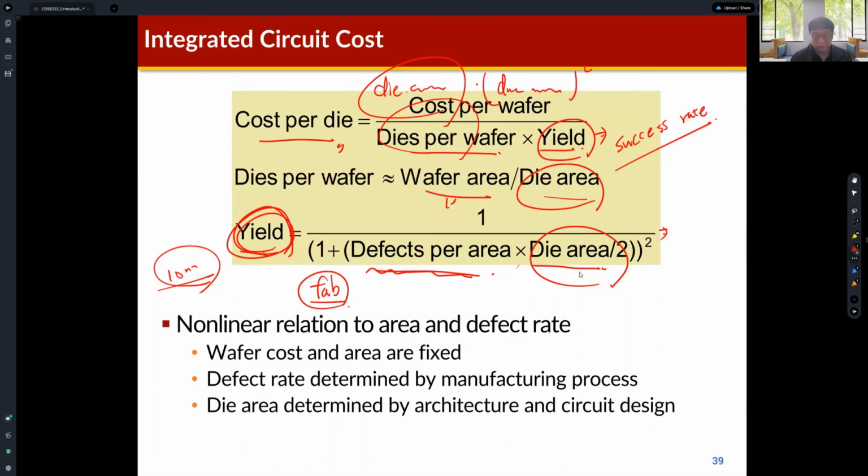And then die area is determined by architecture and circuit design. Okay, so architecture also decides the die area, and some circuit design methodology, our circuit design technology, also decides the die area.